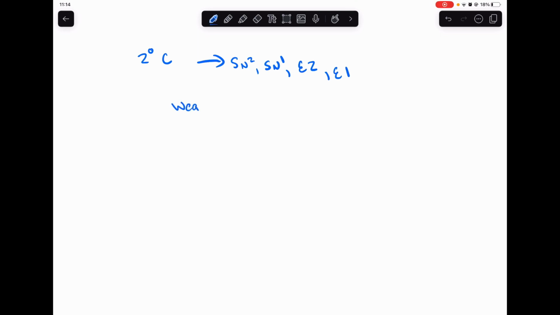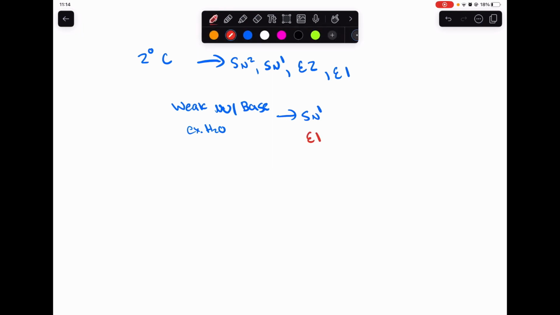If we're using a weak nucleophile or even a weak base, so this would be something like, let's say, water, then we would be undergoing SN1. We could also undergo E1, but only if heat exists, as the predominant form. Because as we know, heat drives elimination reactions.